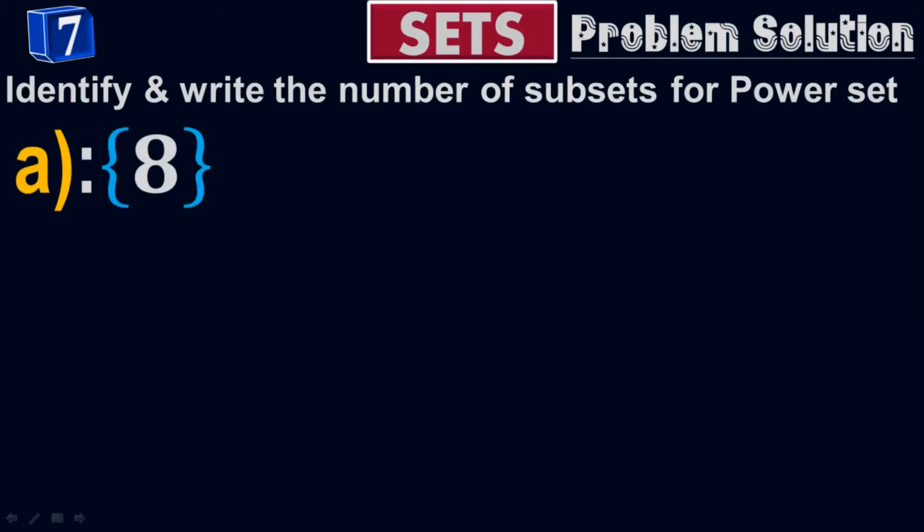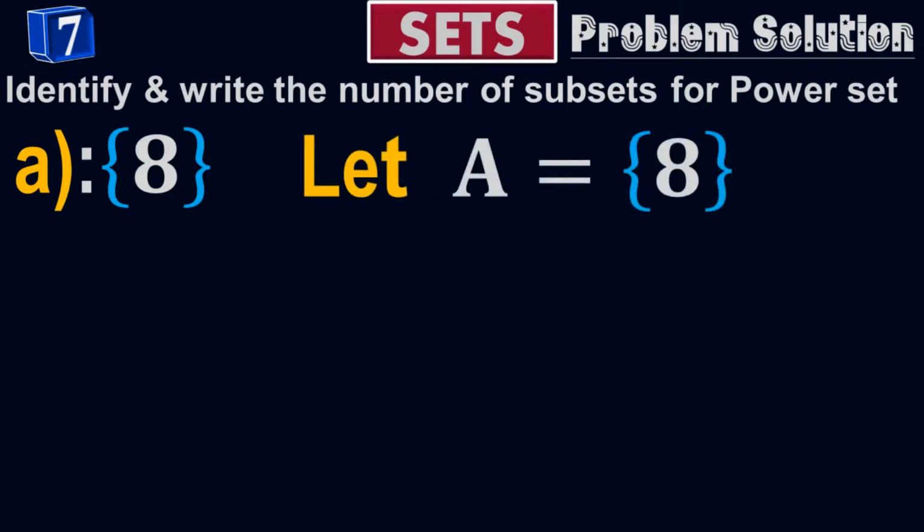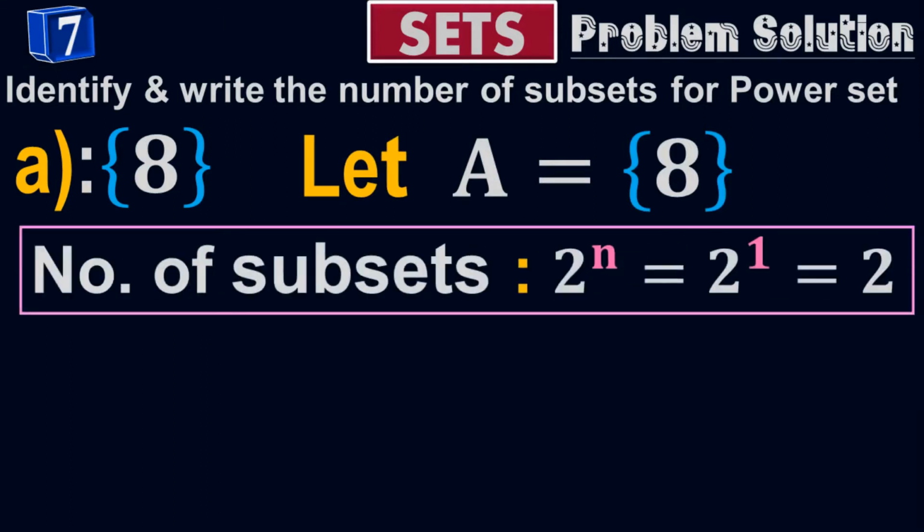Part A, which is the set of 8. First to check how many subsets we're going to have for that part A. And then we're going to write the subsets for its power set. Just let this set equal to A. I just randomly gave the name A to this set. So the number of subsets will be 2 to the n equals 2 to the 1 equals 2. We are already familiar with how to identify the number of subsets, which depends on the number of elements inside the braces. We have only one element here, which is 8. So the power of n will be 1. 2 to the 1 is 2, which means that this set, which is A, has 2 subsets.